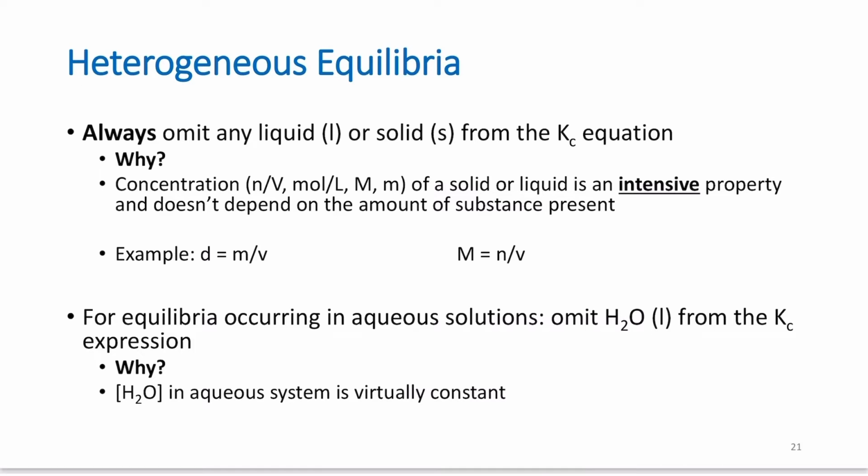So again, like for density, if you have less of it, it takes up less volume. For molarity, if you have fewer moles, meaning fewer particles or molecules, it will take up less volume. So for equilibria occurring in aqueous solutions, we actually omit the water from the Kc expression. Why do we omit water? Although it is a liquid, its concentration is so large compared to the species we're looking at that it stays virtually constant. So if you see anything in the liquid or solid phase, you do not include it in your K expression. You only include gas and aqueous.